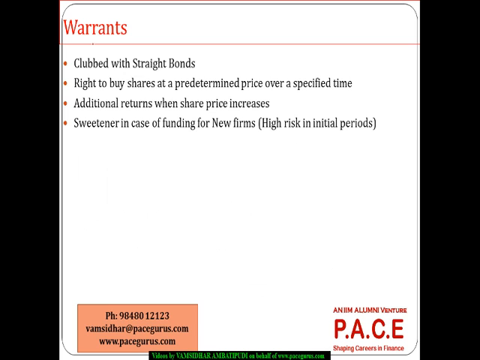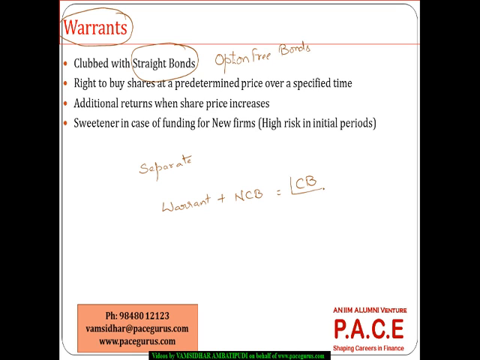And there could be another set of contingent provisions that could be packaged with bonds, called warrants, generally clubbed with straight bonds. Another name for straight bonds is option free bonds. So there could be warrants clubbed with option free bonds, where the warrant is a separate instrument altogether. I can look at it like a warrant plus a non-convertible bond put together is called a convertible bond. That can be packaged in this way.